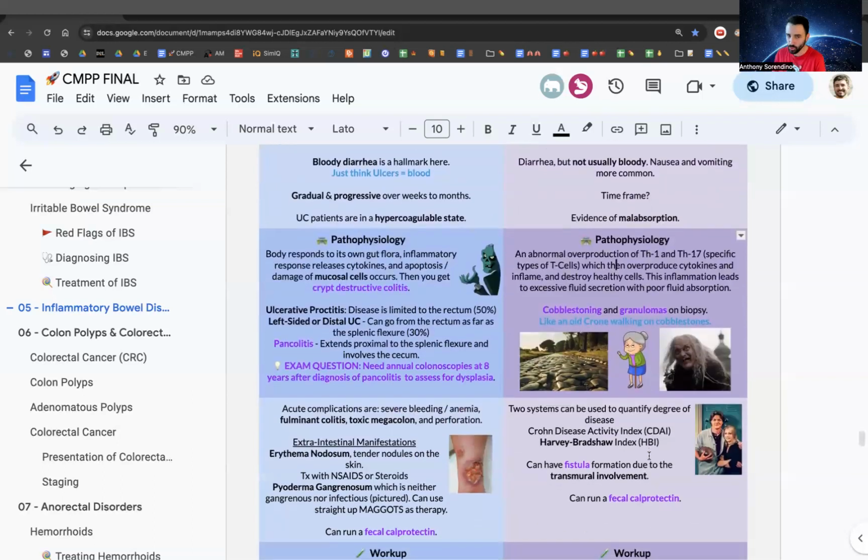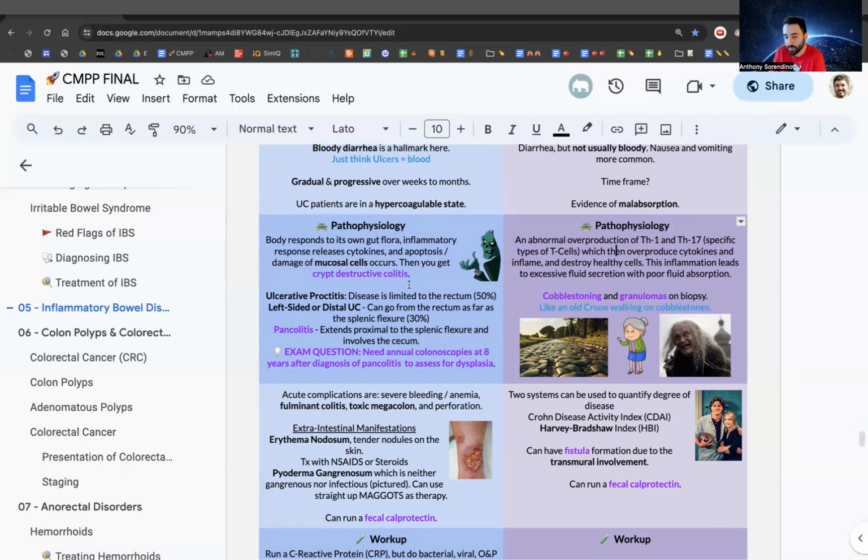Okay, some other huge buzzwords here. We're going to pick up a lot of points. Crypt destructive colitis: think of crypt. I have the crypt keeper over here on ulcerative colitis. I just remember he's on the left. It's ulcerative colitis. Done.